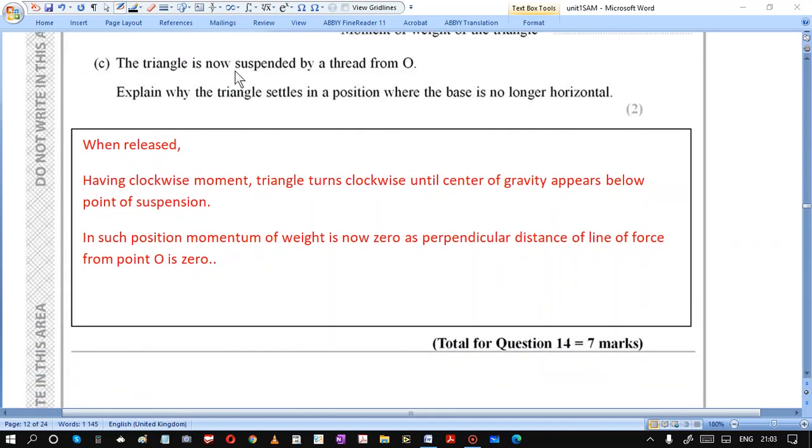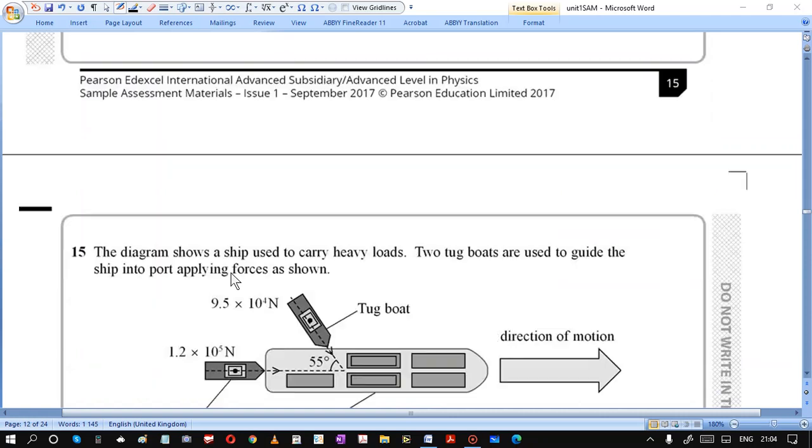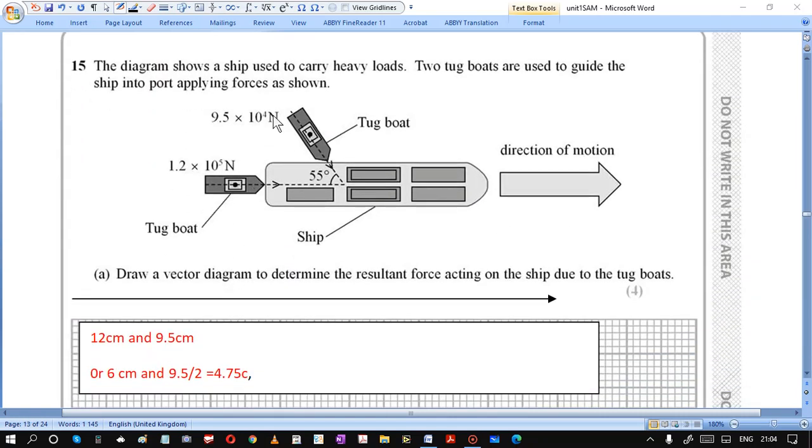The triangle is now suspended by a thread from O. Explain why the triangle settles in a position where the base is no longer horizontal. So 2 points. When released, having a clockwise moment, the triangle turns clockwise until the center of gravity appears below the point of suspension. In such a position, the moment of the weight is now 0, as the perpendicular distance of the line of force from point O is 0.